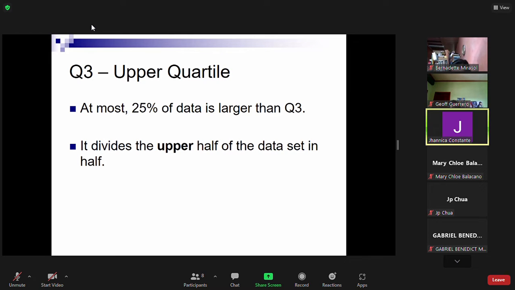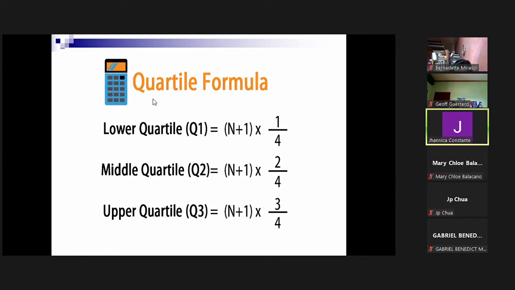number that you have in the set of data. We have the formula in determining on which position does the quartile 1, quartile 2, quartile 3 located in our set of data that we have. So this is our formula.